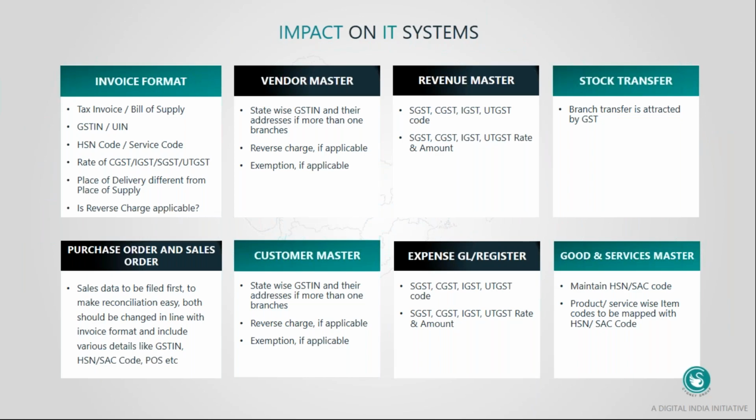Moving forward, basic impact on the systems. All the accounting system would be having this many registers or the masters, where invoice formats as a basic need needs updating, because now it is a destination-based tax and place of supply is mandatory in all the line items.